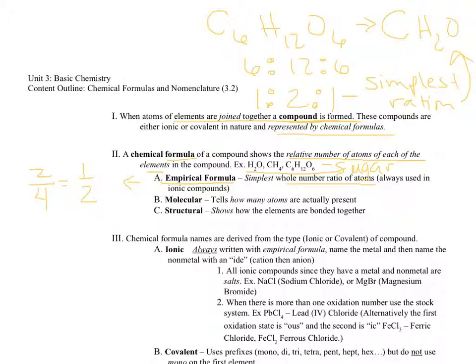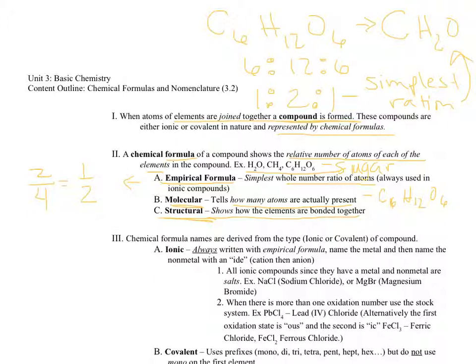A molecular formula tells exactly how many atoms are actually present. So for sugar, C6H12O6, that is our molecular formula. It tells me exactly how many atoms are present in that molecule. A structural formula shows me how they are bonded together. That was kind of like the marshmallow models that we built in class a couple of days back, when we said they were trigonal planar or tetrahedral, or we looked at how they were shaped. That's a structural formula.